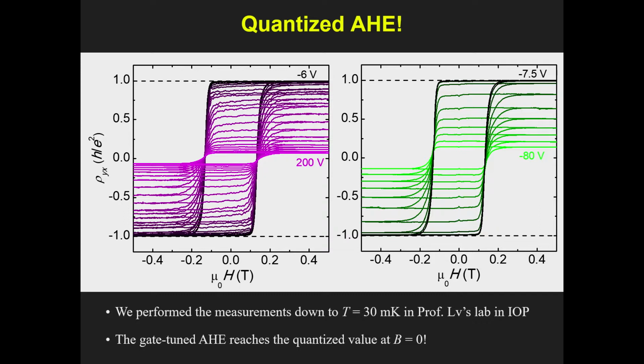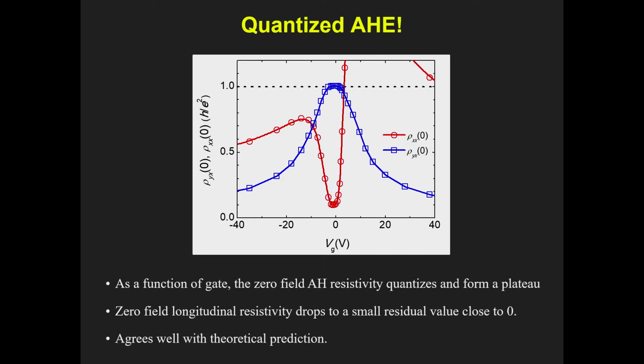This is the gate voltage dependence. There's a narrow range of gate voltage where the anomalous Hall resistance just stays at the quantized value, no larger, no smaller. So here's a summarized Hall resistance at 0 magnetic field as a function of gate voltage, and you can see there's a quantized plateau for this range of gate voltage. And meanwhile, the longitudinal resistance at 0 field also has this very sharp dip that's also consistent with the quantum Hall behavior, where we have dissipationless edge state.